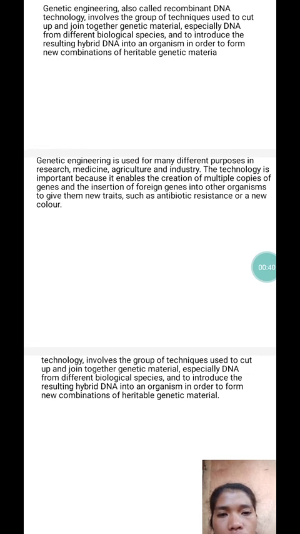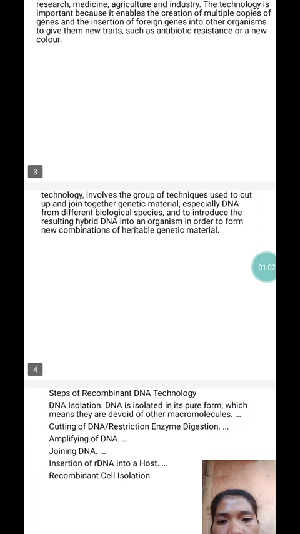Genetic engineering is used for many different purposes in research, medicine, agriculture, and industry. The technology is important because it enables the creation of multiple copies of genes and the insertion of foreign genes into other organisms to give them new traits such as antibiotic resistance or a new color.